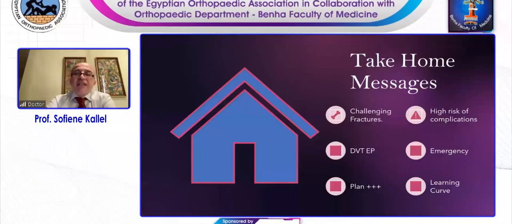The take-home message: I try to simplify this type of fracture as much as possible and give simple ideas. It is a challenging fracture with high risk of complications, mainly DVT, proximal DVT, PE. The patient I've shown you, 145 kilograms, arrived in Tunis one week later, because she is not Tunisian, and she arrived with DVT and PE. She had treatment for 2 weeks, and then we could do her surgery.